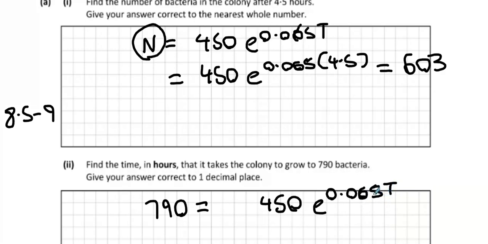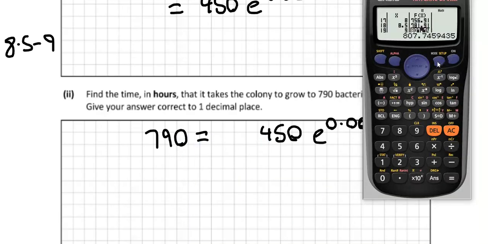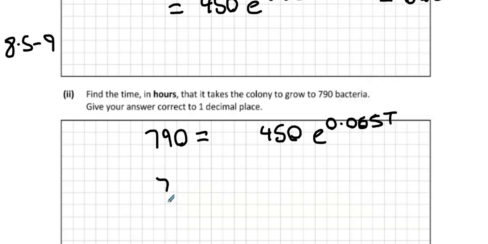Trial and error won't get you full marks. No, the backup plan. Okay. Now, what do I do now? Divide by 450. What's 790 divided by 450? I'm sure we'll use the calculator, won't we? Keep it as a fraction then, okay? Because fractions are more accurate. Now, what's the general rule when we have a letter that's in the power position? Log either side, any log you want. What log should we use?